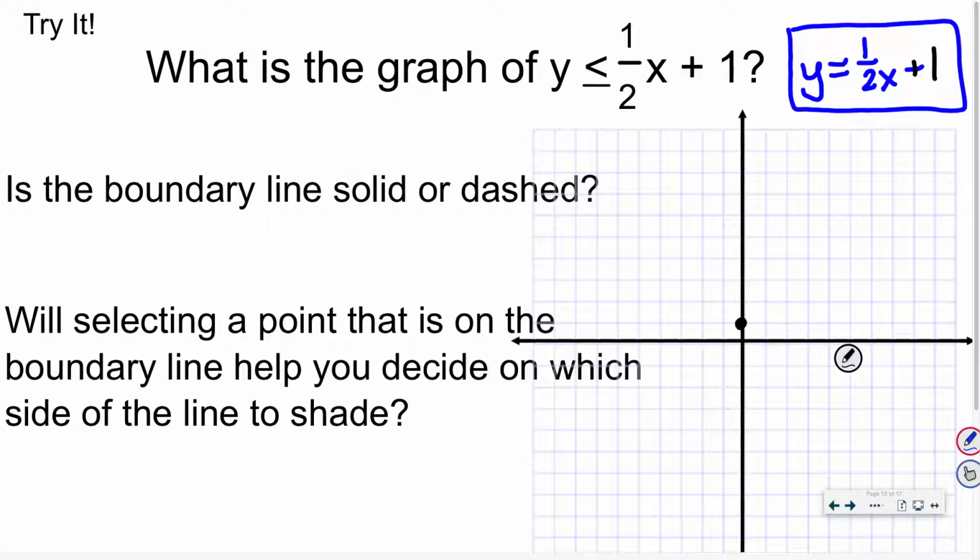Good. And then what? So yep, we have our y-intercept of 0, 1, and then how do we find another point on our line? We can use the slope, absolutely. And what does the slope tell us or indicate to us? Go up one on the y-axis. Good. And over 2 on the x-axis.